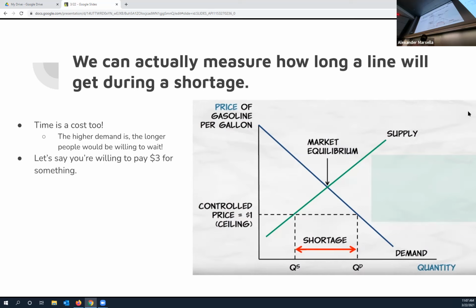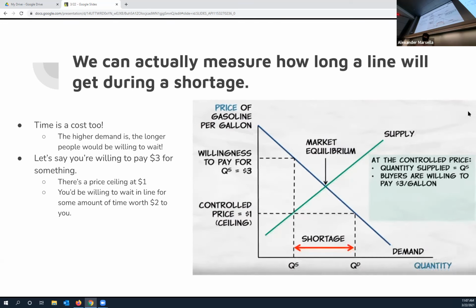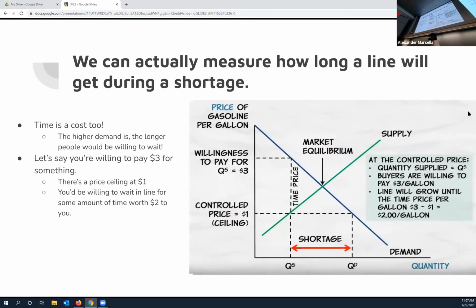Time is a cost. So let's say you're willing to pay $3 for something and there's a price ceiling at $1. Well, your willingness to pay is $3. So you'd be willing to make up that difference somehow, either by spending an equivalent amount of time that you value at $2, or maybe again, bribing the person selling the goods so that you can skip the line, right? You're willing to pay 3, you can only pay 1. You'll make up the difference. You're willing to wait some amount of time that you value at $2. And so what we would see over time is that the actual length of the line will settle down to around whatever that distance is. So the length of the line is going to settle down to what a buyer is willing to pay versus what the actual price is, that difference.